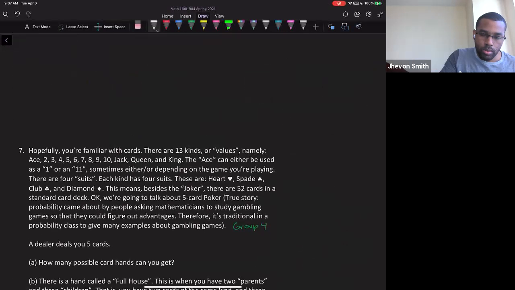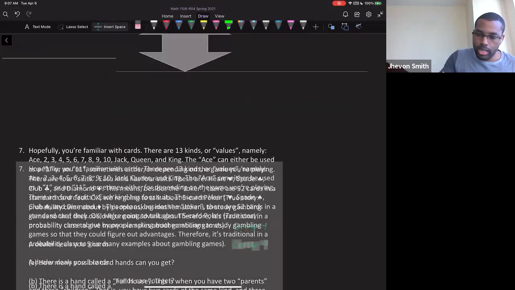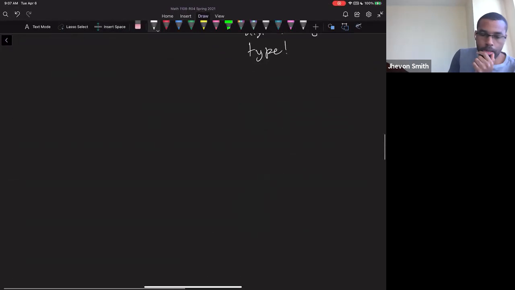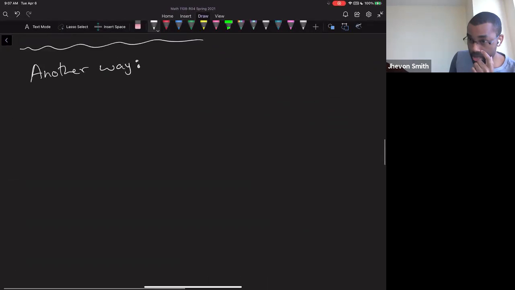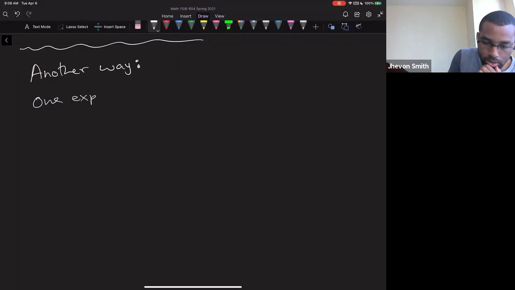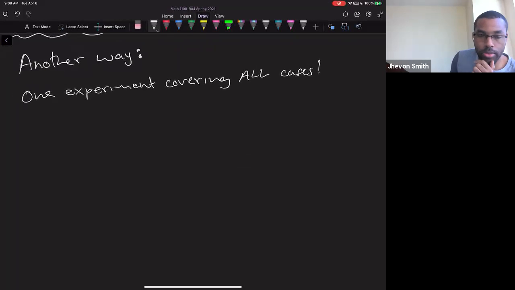There is another way. This way is slightly more sophisticated. Another way. Think of constructing such a number as an experiment in 2 stages. One experiment covering all cases can be done, but you might not have thought of it this way at first.